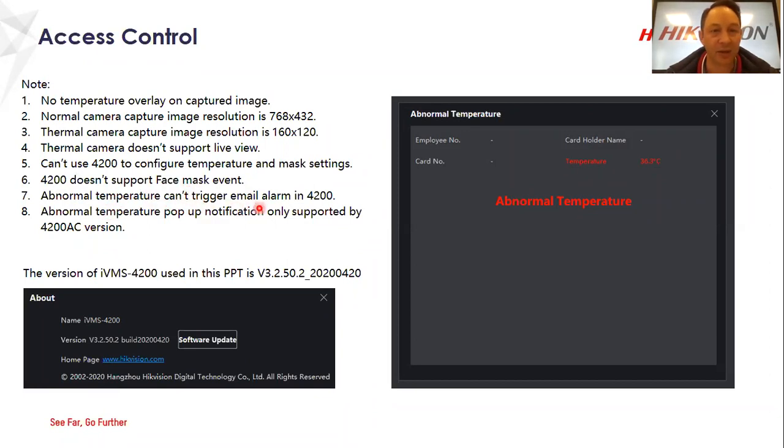Abnormal temperatures cannot trigger an email alarm in 4200. So if you get an abnormal temperature, you can make a ding dong or whatever, have a screen pop up, but it will not send an email. An abnormal temperature pop-up notification is only supported by the 4200 AC version, right? There's an AC version which stands for access control. So the 4200 access control version is like a light version of 4200, where it basically just covers the access control side of the 4200. Okay, so make sure the software used in this one is this customized version of the 4200 to get these temperatures through.